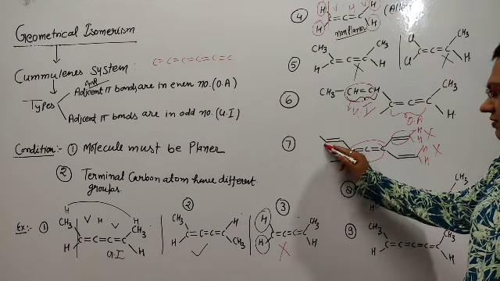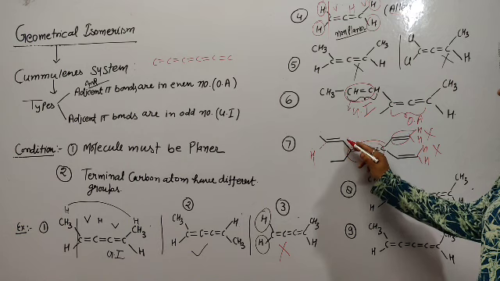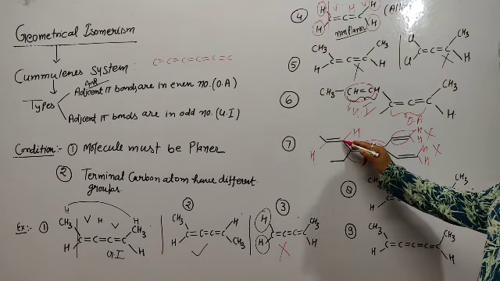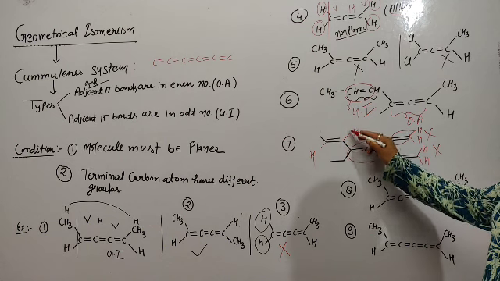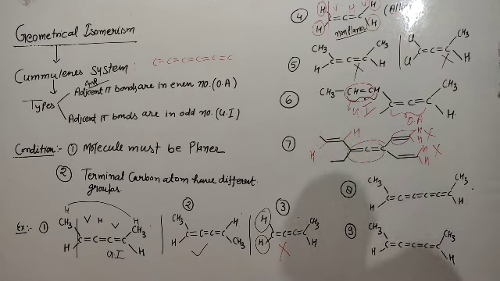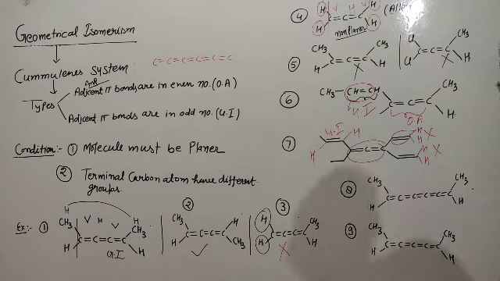But here, student, you can check: methyl, hydrogen, double bond, here one hydrogen and here the complete group. So this carbon atom has a different group, and also this carbon atom has a different group. Two different groups, so the molecule shows geometrical isomerism.